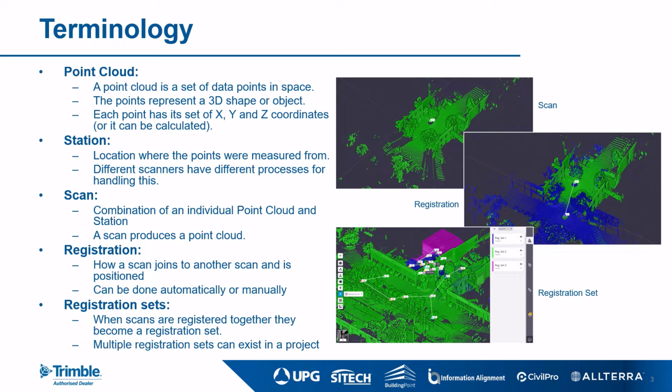Registration refers to how scans join to one another within a point cloud. There are multiple different ways of doing this, which we'll cover in a later video. Registration sets are when groups of scans are registered or linked to each other in a project. Multiple registration sets can exist in the same project too, which can make viewing specific areas like a floor or indoor-outdoor areas much easier.